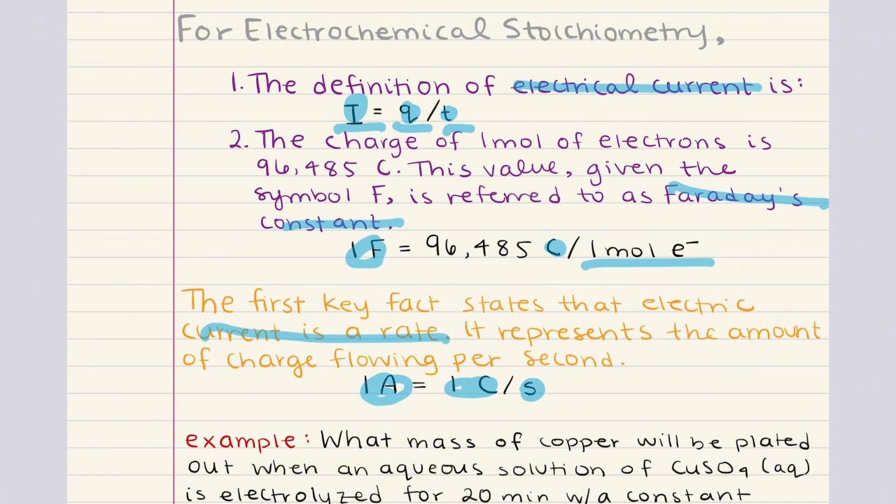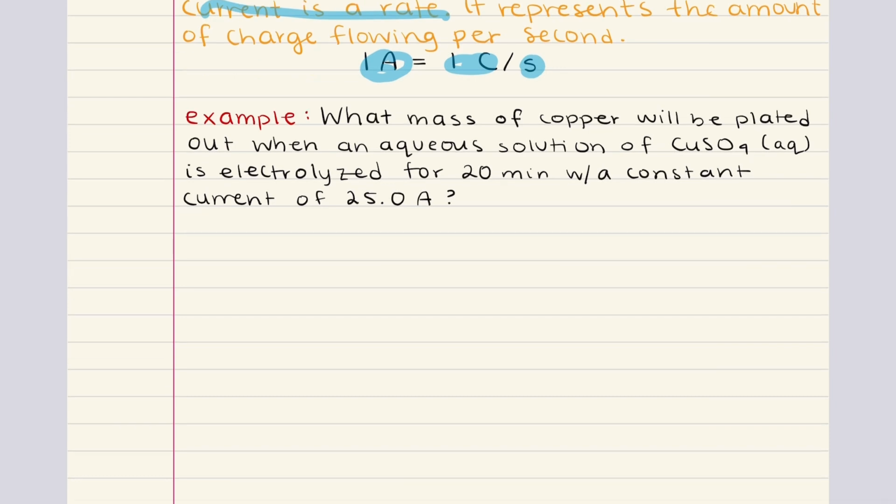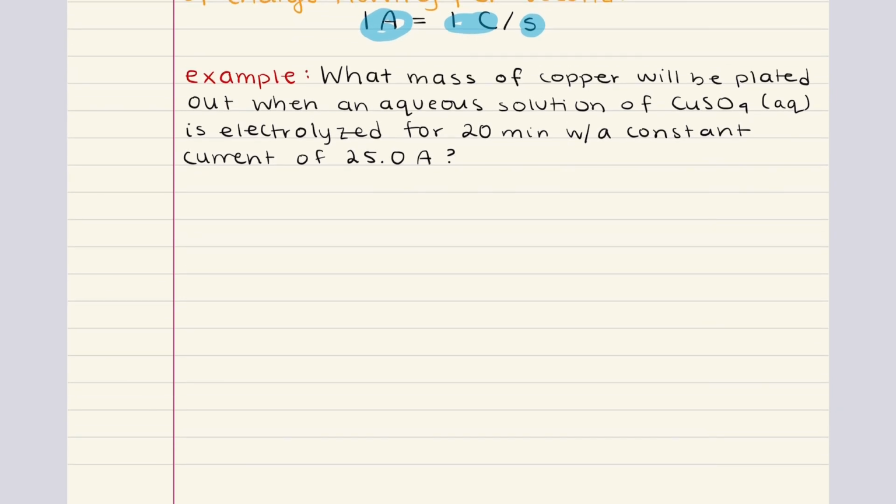It describes how much charge flows per second through a conductor. And 2, the Faraday constant bridges the gap between charge in coulombs and the quantity of electrons in moles, and that allows us to calculate the relationship between electrical input and chemical output in electrochemical systems. With that being said, let's jump into a practice problem.